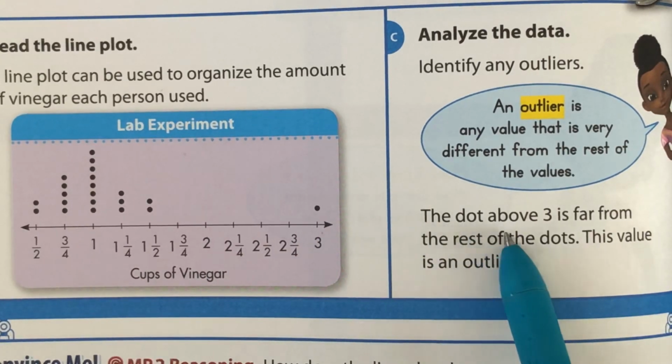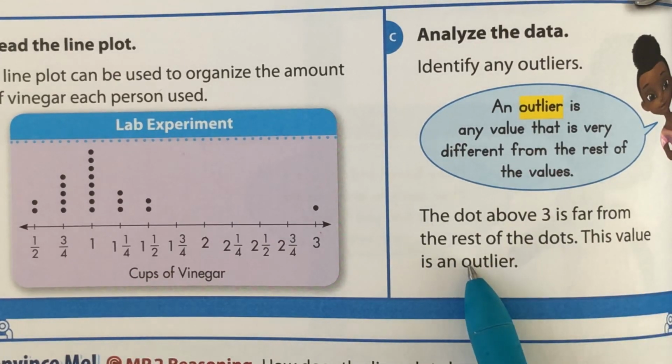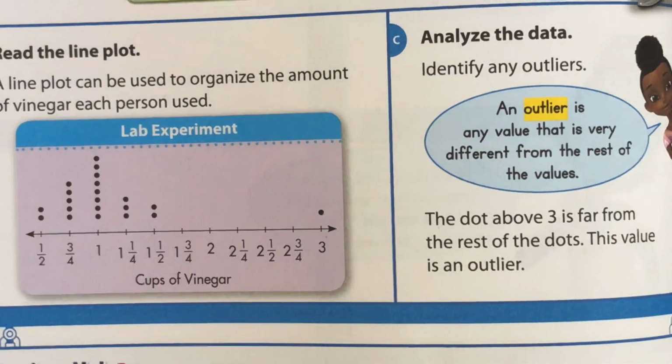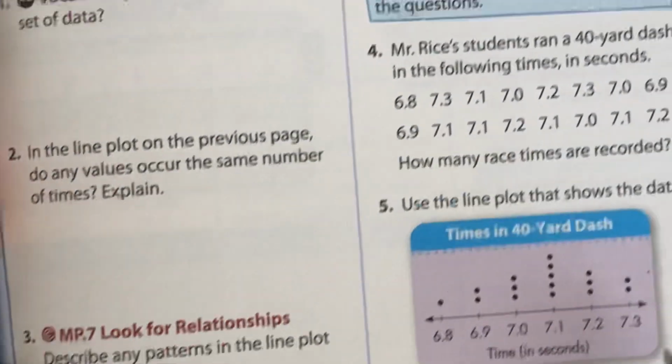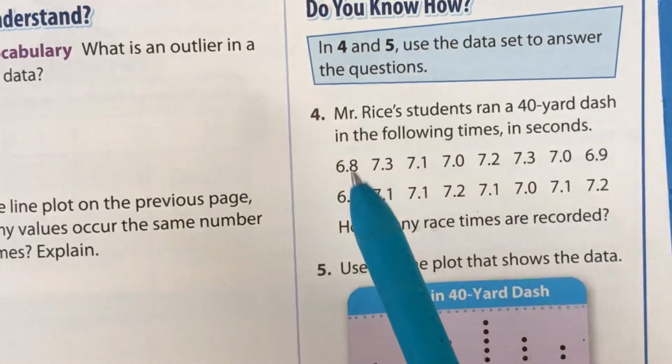So they said the dot above 3 is far from the rest of the other dots. This value is the outlier. So let's look at an example. Again, if you have your book and you want to look at this with me, it's on page 701. So let's look at number 4.